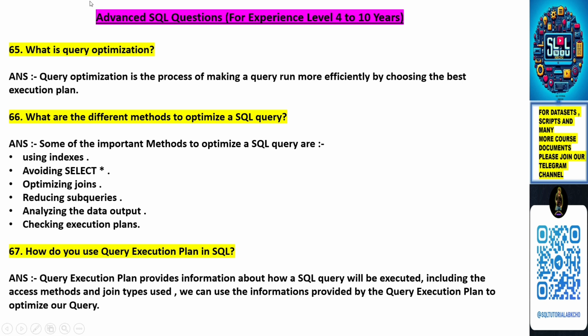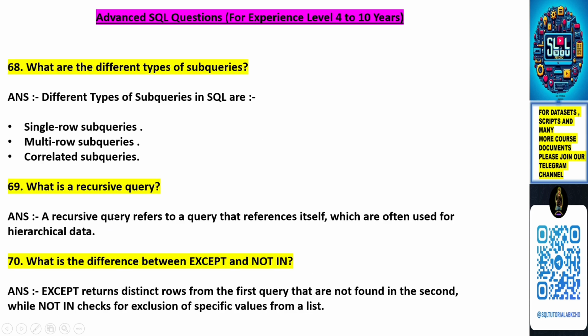Now move on to the next question. Next we have the 68th question. What are the different types of subqueries? The answer for this will be, the different types of subqueries in SQL are single row subqueries, multi-row subqueries, and correlated subqueries. The detailed video on subqueries we have also created on our channel, so you can go and check, because subqueries are a very important concept in SQL, even in interviews, and even when you are going to work, you will use subqueries more frequently.